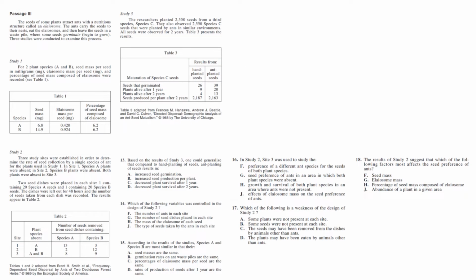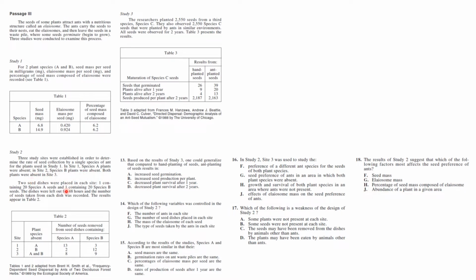So as we look at this passage, it looks like they're studying the seeds of plants that attract ants. Study 1, they have 2 different species, and they're looking at different masses that are composed of those seeds. So we see species A, mass, elaiosome mass per seed, and percent of seed mass composed of elaiosomes. So some data.